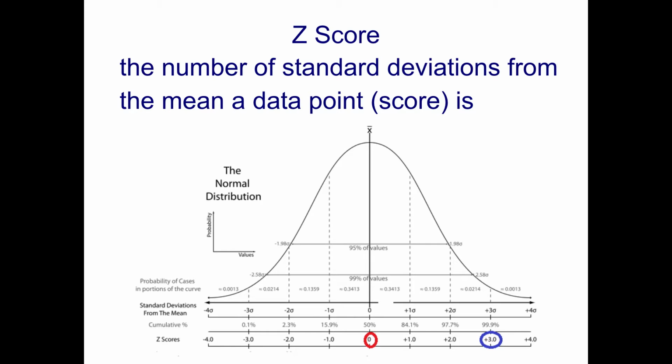So what is a z-score? The number of standard deviations from the mean a data point is. In other words, if I were to give a test and I find the mean and the standard deviation and I want to look at your specific score, your z-score would be the distance of your specific score from the class average.